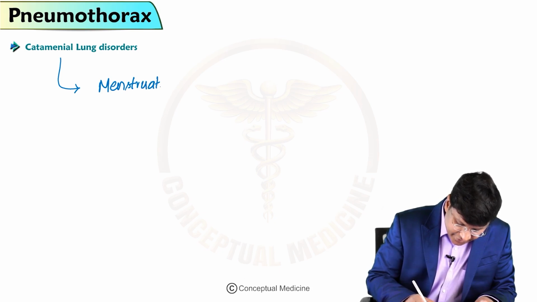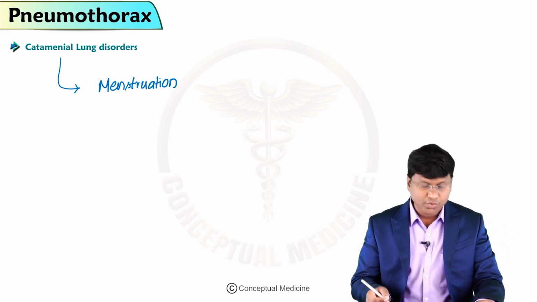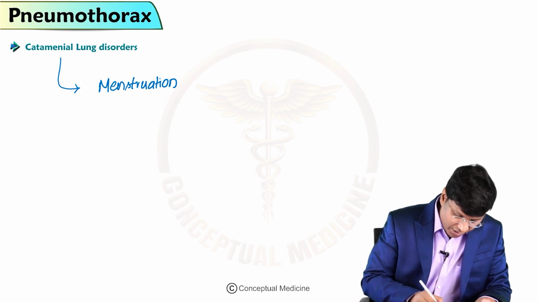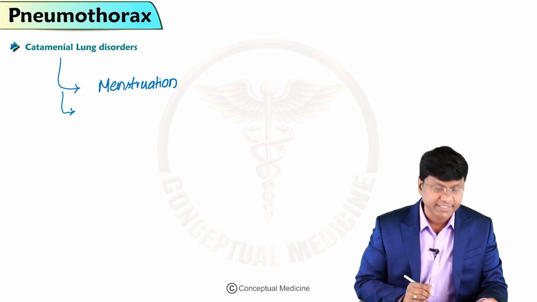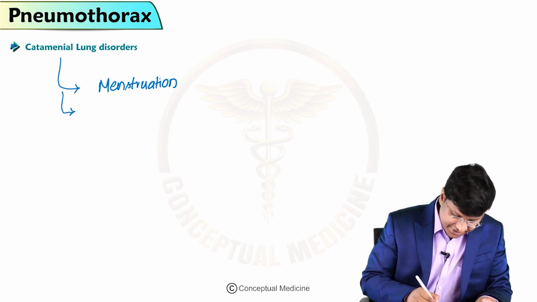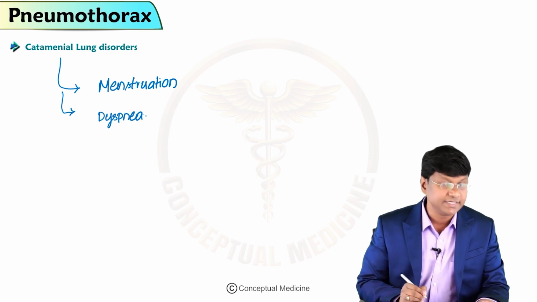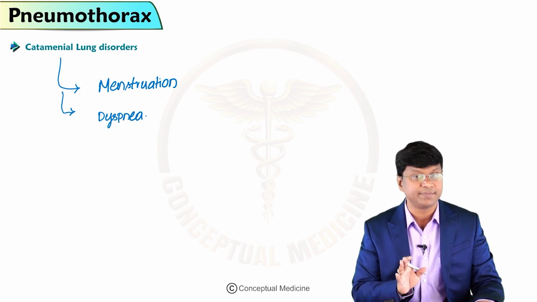Right, you will observe that during menstruation. So that is what you mean by the word catamenial lung diseases. And what will be the presentation of these patients with the catamenial lung diseases? These patients, they present with dyspnea. That is, a catamenial pneumothorax patient presents with dyspnea.